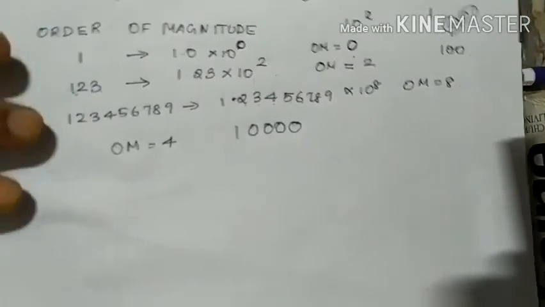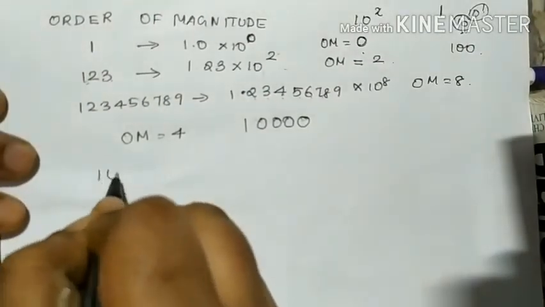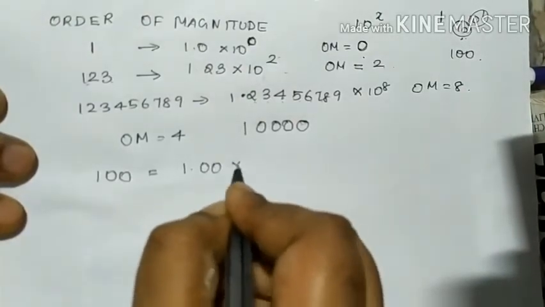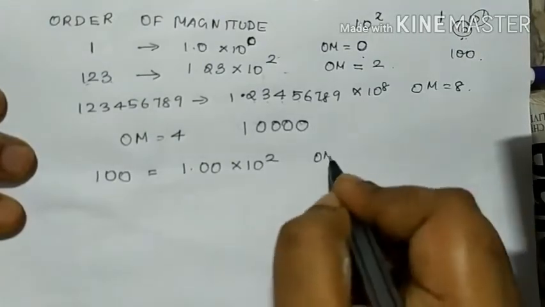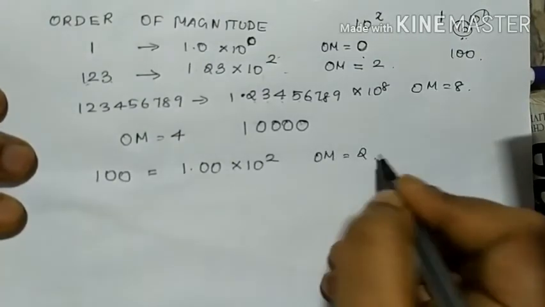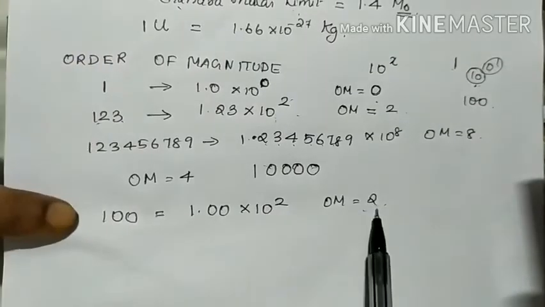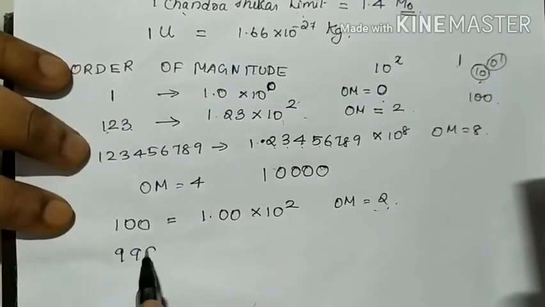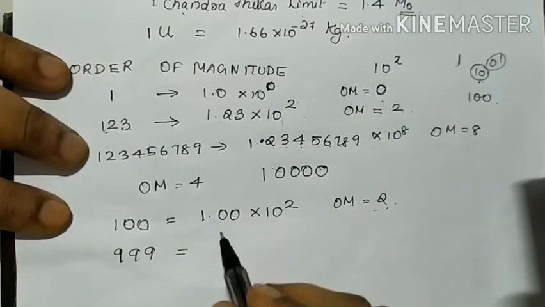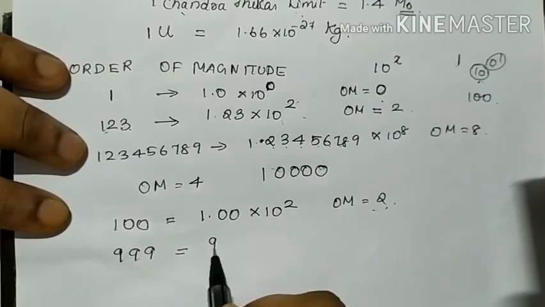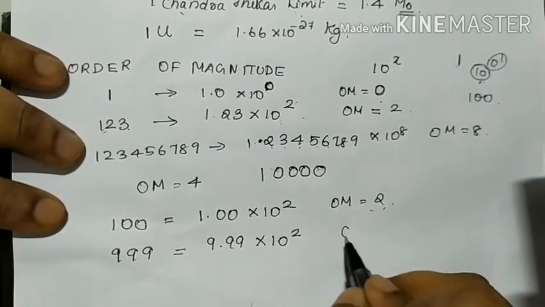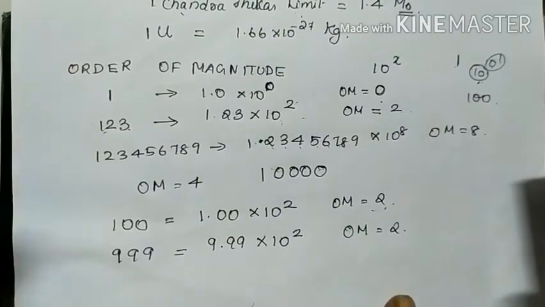I hope this much is clear, guys. You are having a number 100. How can I write it in scientific notation? 1.00 into 10 to the power 2. So the order of magnitude is again 2. Just like the previous case, if the order of magnitude happens to be 2, the number is close to 100. So, how would you write 999? You will write it as 9.99 into 10 to the power 2. So again, order of magnitude will be 2. This is what you will think.